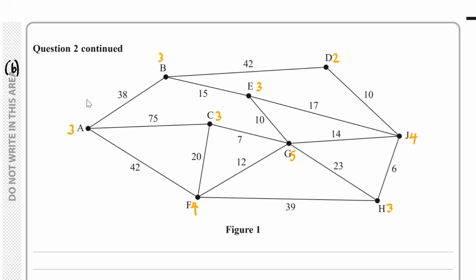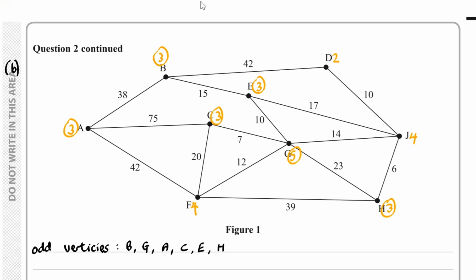And what you'd find over here, the vertices with odd order, that's 3, the 3 here for B, the 3 for E, the 3 for C, the 5 for G, and the 3 for H. So let's write that down. The odd vertices, you'd find them to be B, G, A, C, E, and H.